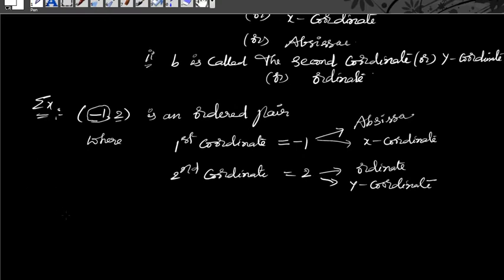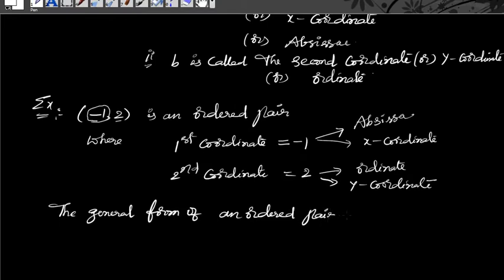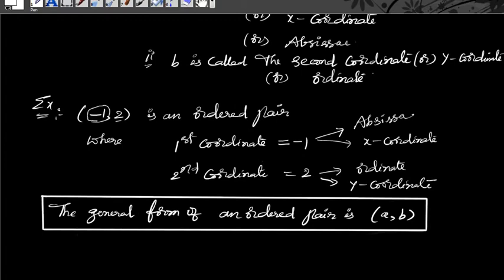Now, the general form of the ordered pair. Keep it in mind, all of you. The general form of an ordered pair is a comma b. Keep it in mind. The general form of the ordered pair is (a, b). This is the important thing.